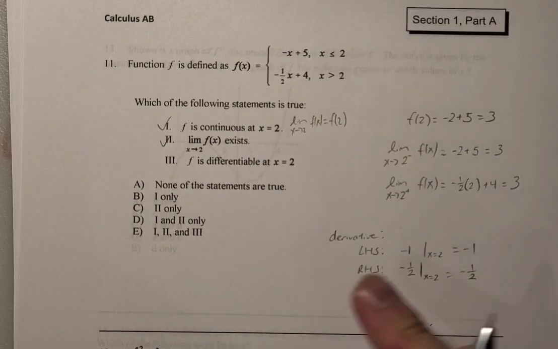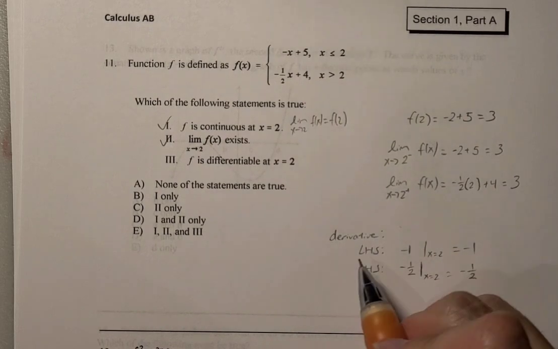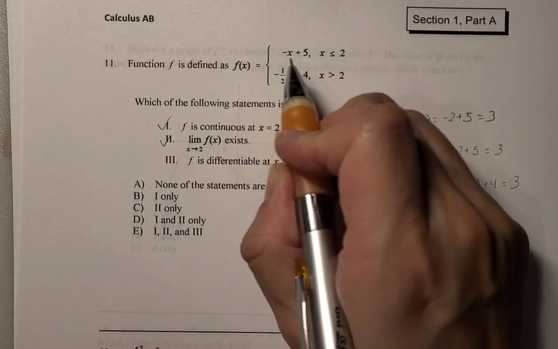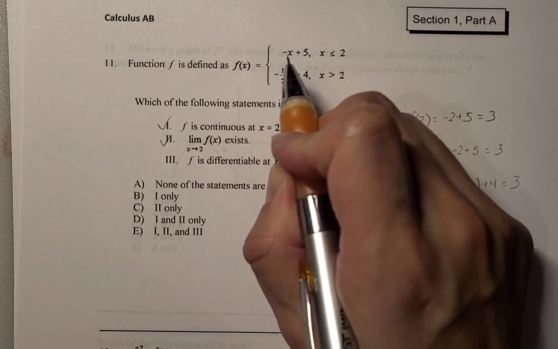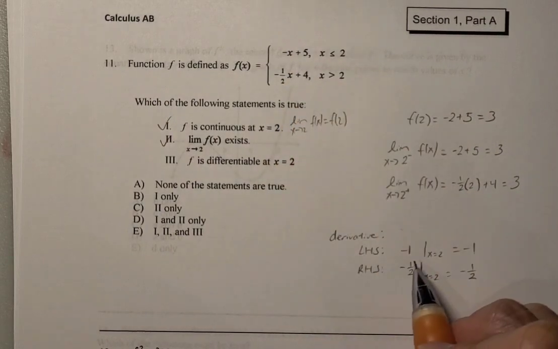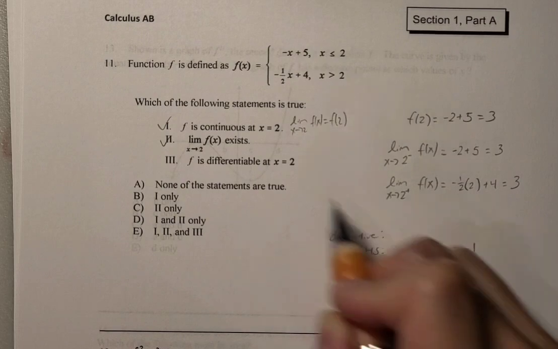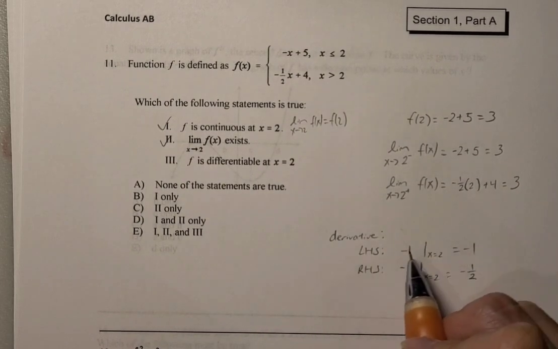So I didn't write the whole limit notation of the derivative. So I just wrote derivative left-hand side. If we differentiate, this is the left-hand side, what's the derivative of negative x plus 5? It's just negative 1. We evaluate at our point of interest. That's negative 1. It's just a constant, right?